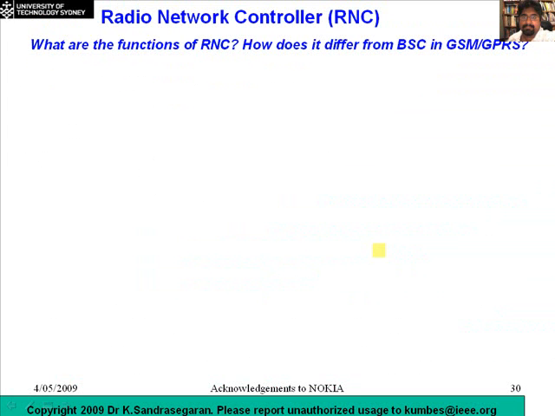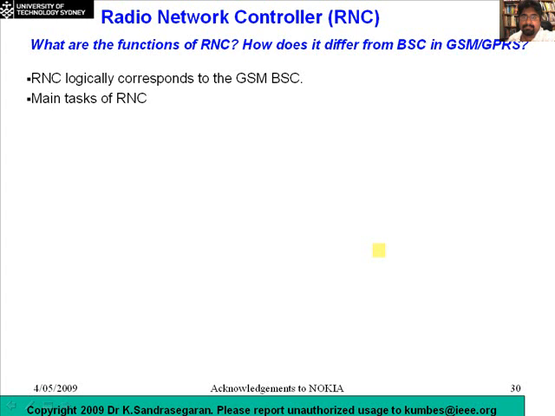The next element that we're going to look at is the RNC. We've just seen that the Node B sends a lot of information to the RNC. The RNC is equivalent to the BSC that we saw in GSM, but it's far more complicated. It's almost an order of magnitude more complex than the BSC in the GSM network. What are the functions that the RNC does?